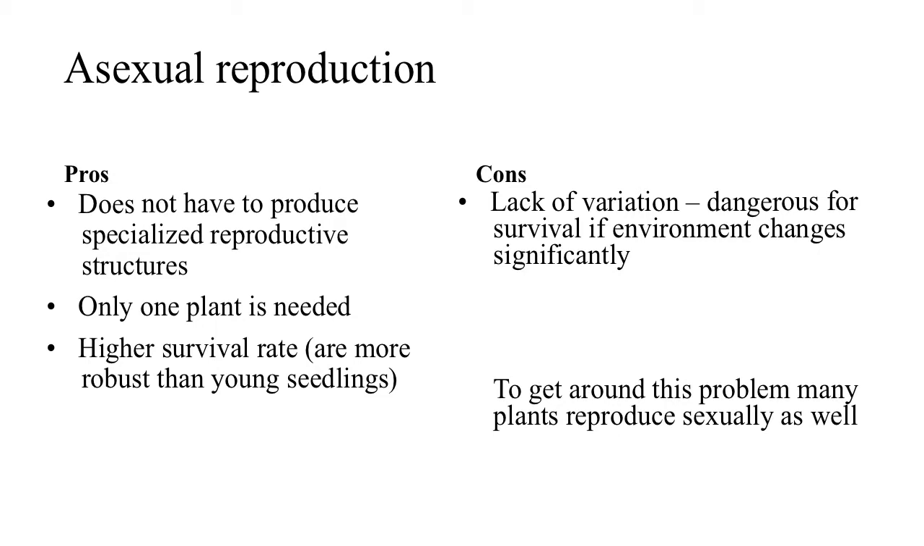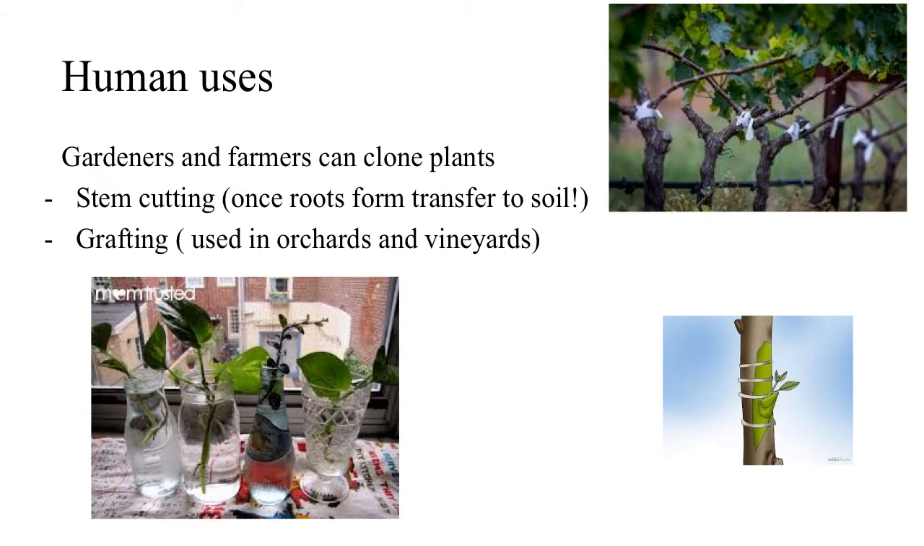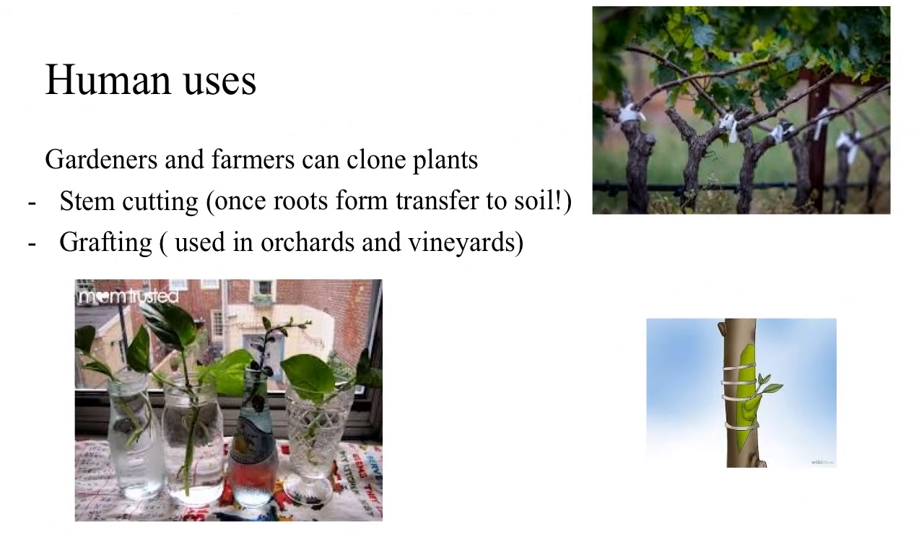This is really dangerous if the environment changes, because a greater diversity ensures that the population is better able to survive. So lots of plants will actually reproduce asexually as well as sexually. Humans have a lot of use for asexual reproduction. I've already talked about how we can regrow produce that we have used up, whether it's green onions or carrots or onions, whatever. But we can also graft things together.